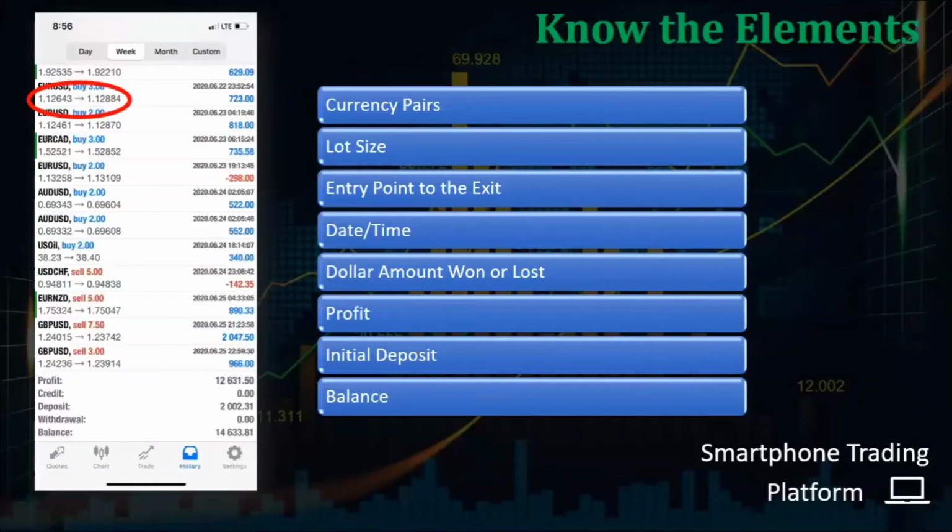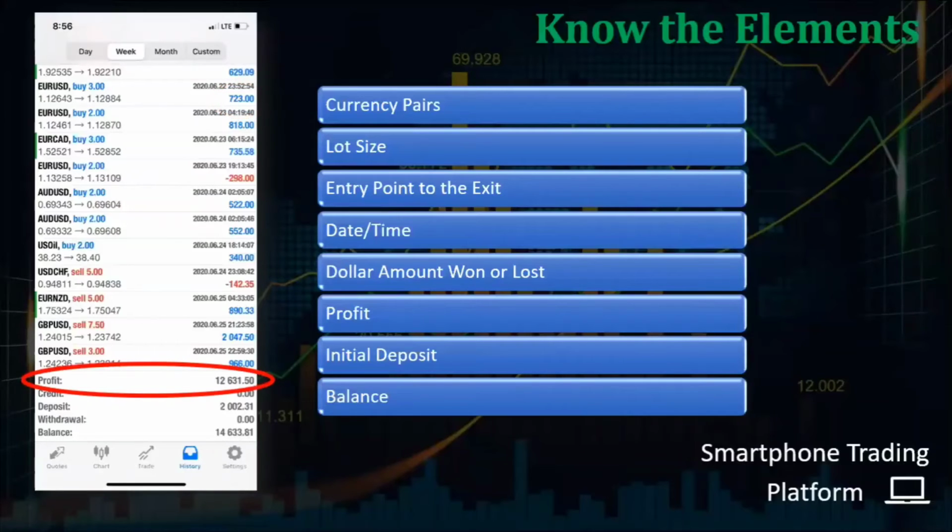Now, the next thing you'll see under that is the 1.12643. That would be your entry point. That's where you got into the trade. And then the 1.12884, that will be your take profit. The next thing you see here is the date and time of the trade, and then your profit. In this case, this particular trader had a $30 trade that netted them a profit of $723 for that one trade. That is somebody's paycheck for a whole week. This person did it in one trade.